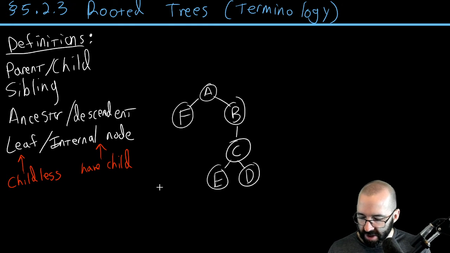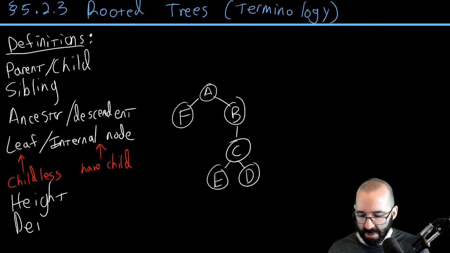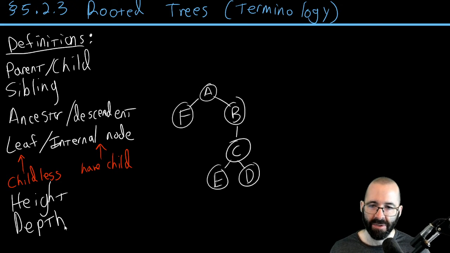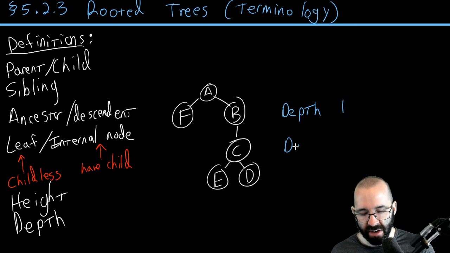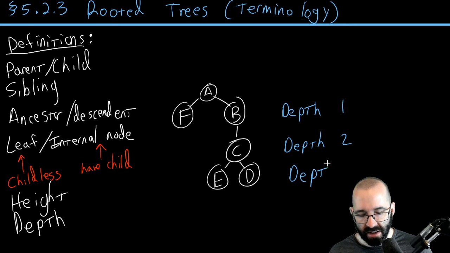The next definition is height and depth. We'll do them too. I should have written depth down first, but depth is just how many steps down are you from the root? So everything over here is at depth 1. Everything over here is at depth 2. Here everything is depth 3. This is depth 0 up here.